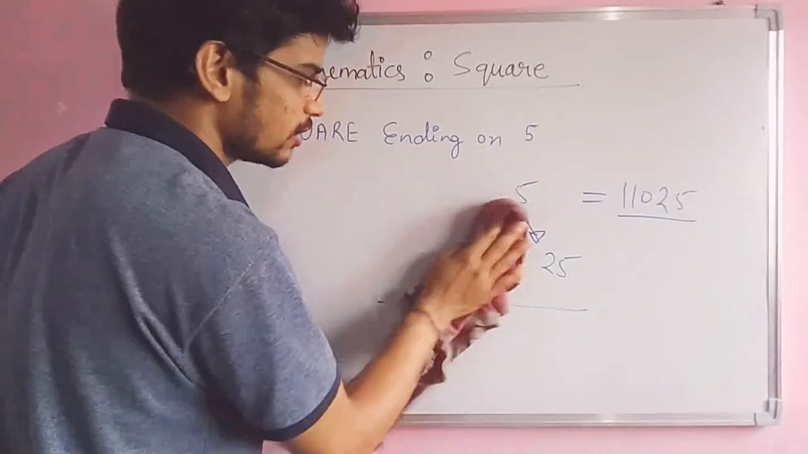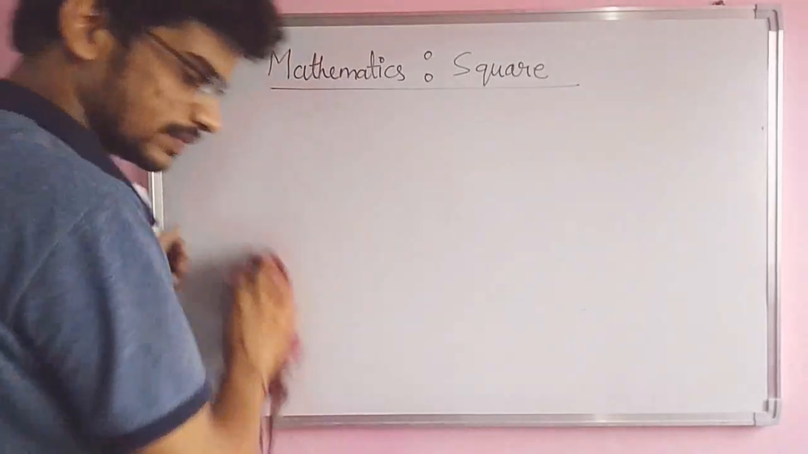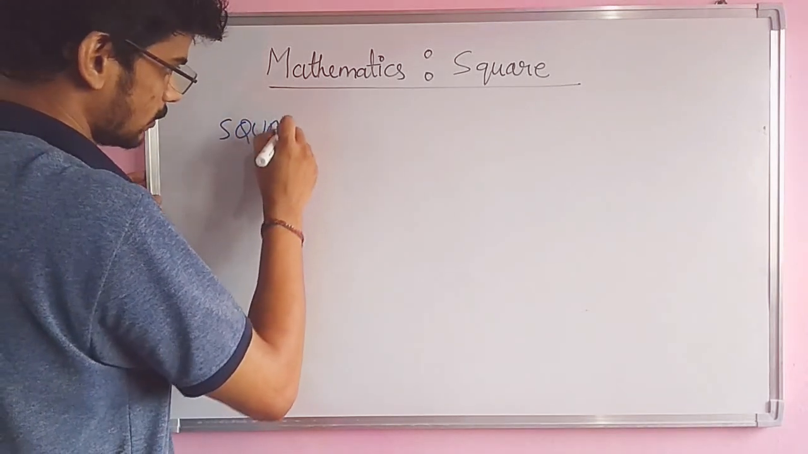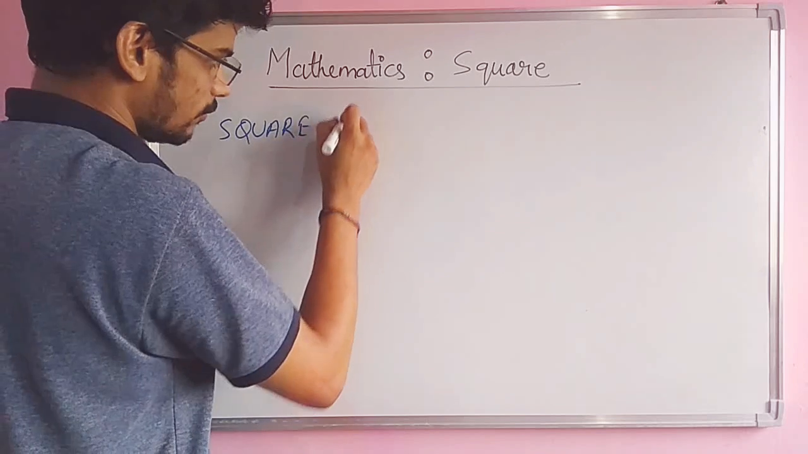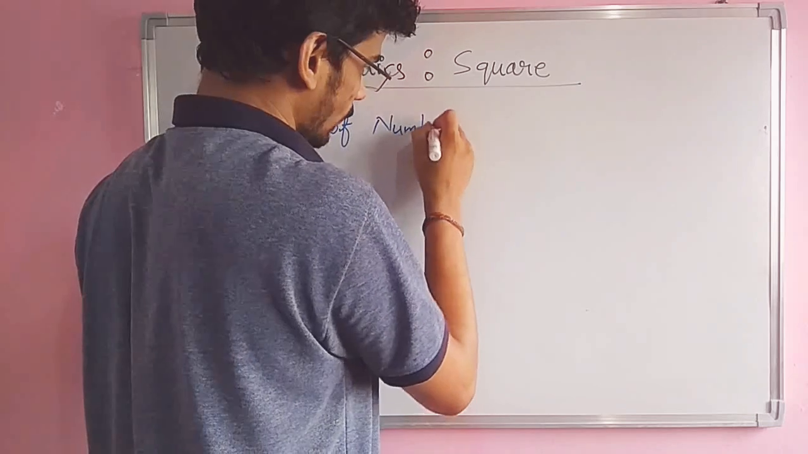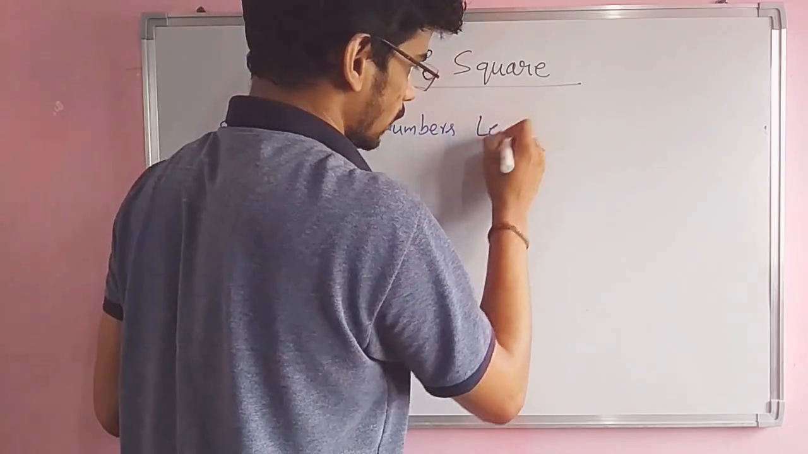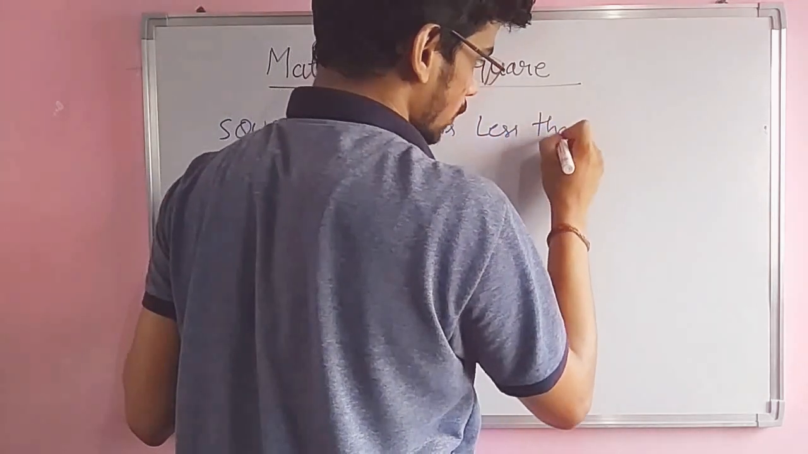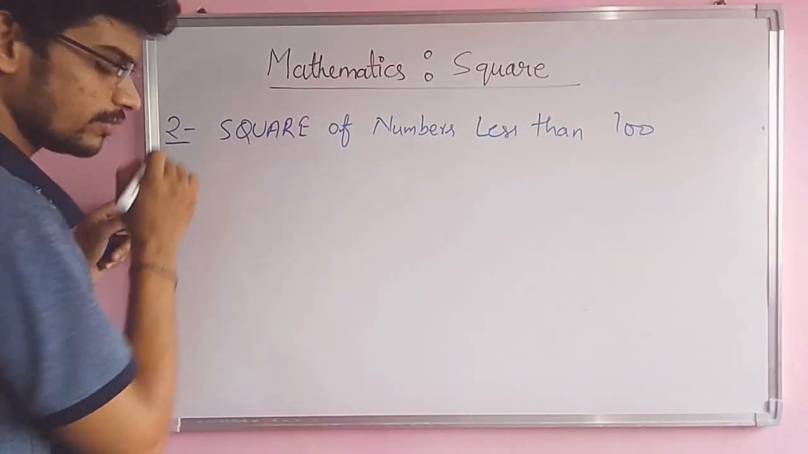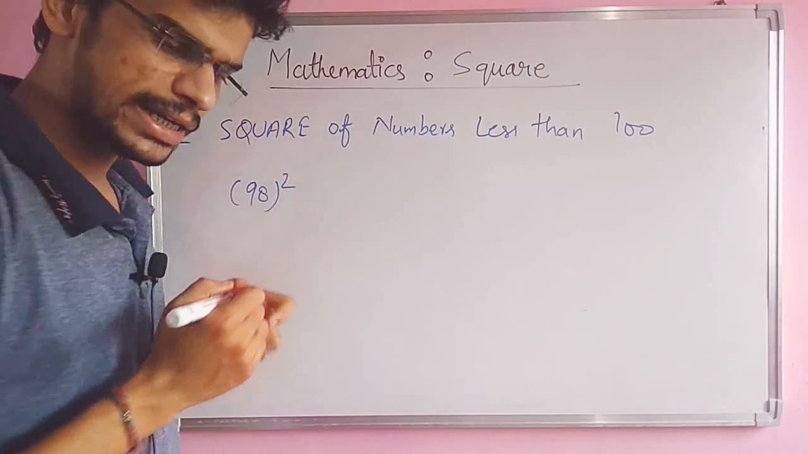Now move to the next trick of the square, that is the square of numbers less than 100. If we want to calculate the square of, suppose, 98, how do we calculate the square within seconds?